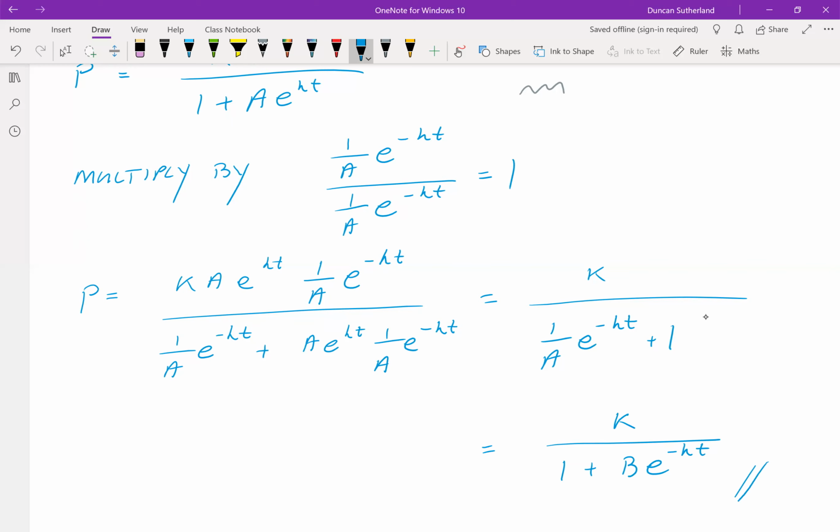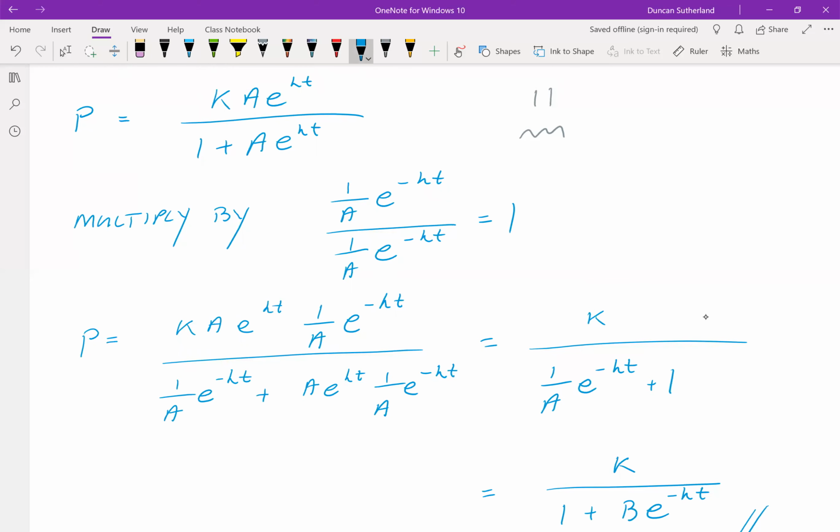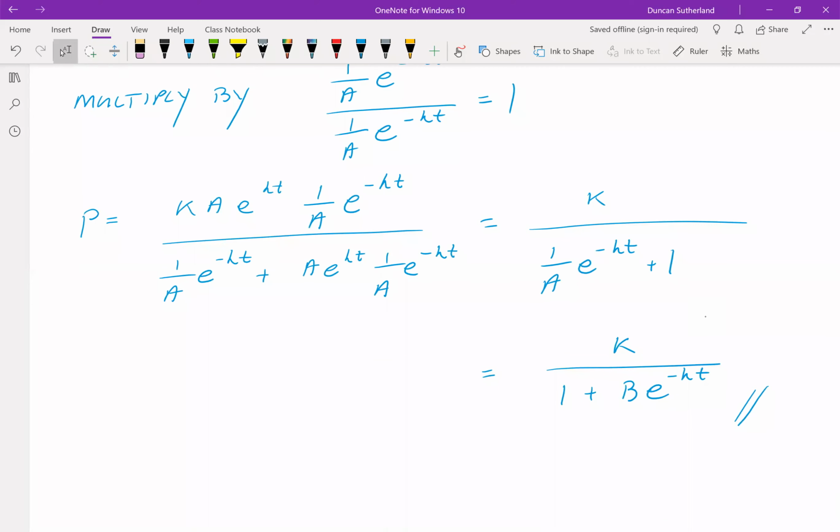Why do we prefer this form of the solution to the solution that you might obtain just by clearing the denominator and everything? Well, I'll just rewrite it down here. The reason we like the form of this solution is because it only features one exponential. This one features two, and it's difficult to understand what happens in this as t tends to infinity.